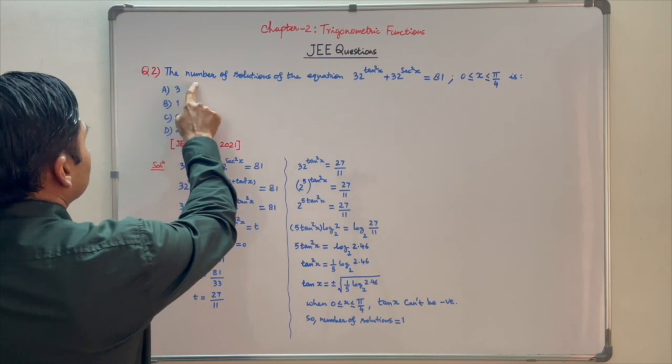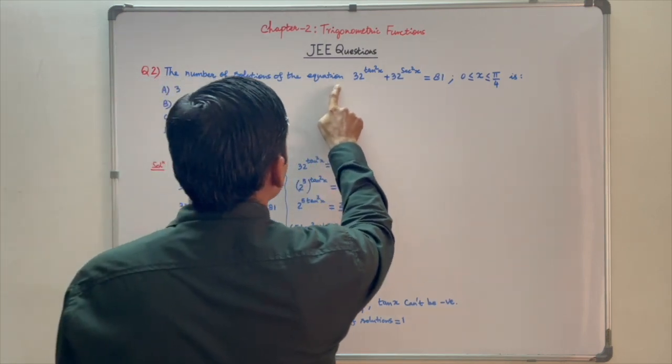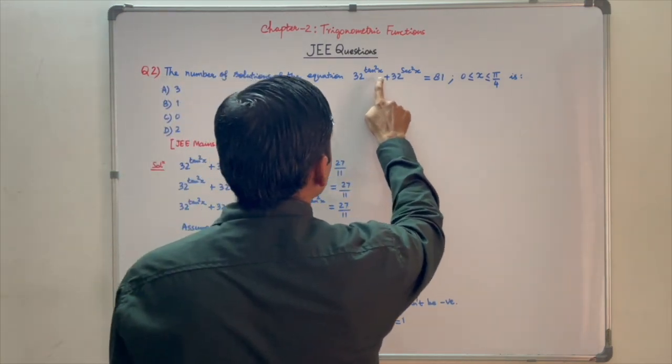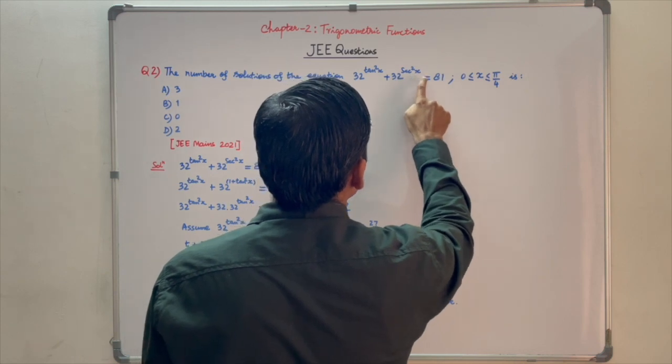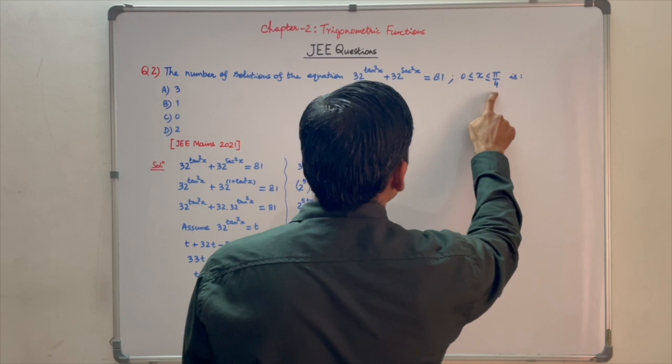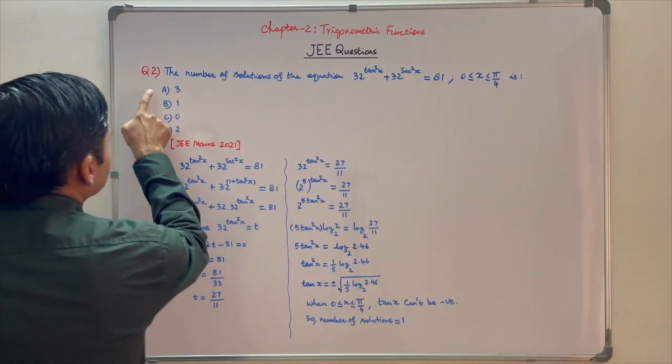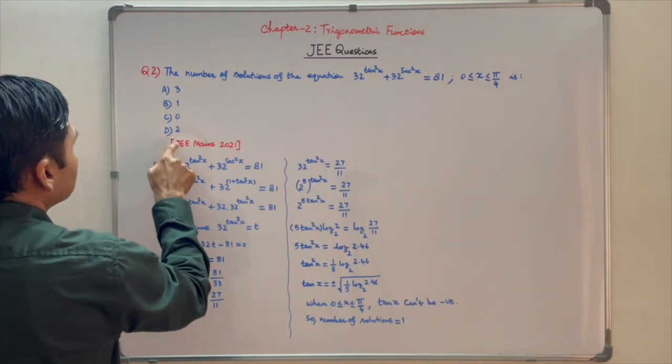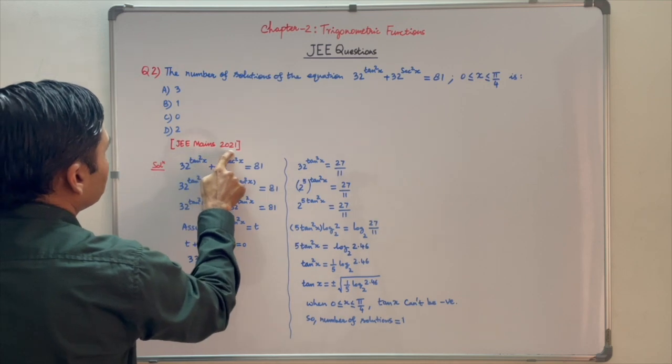Second question, the number of solutions of the equation 32 to power tan square x plus 32 to power sec square x is equal to 81 when x lies between 0 to pi by 4 is. These are the options given. This question appeared in JEE Mains 2021.